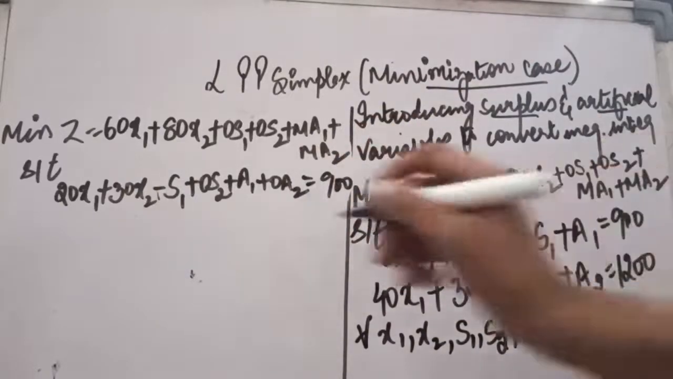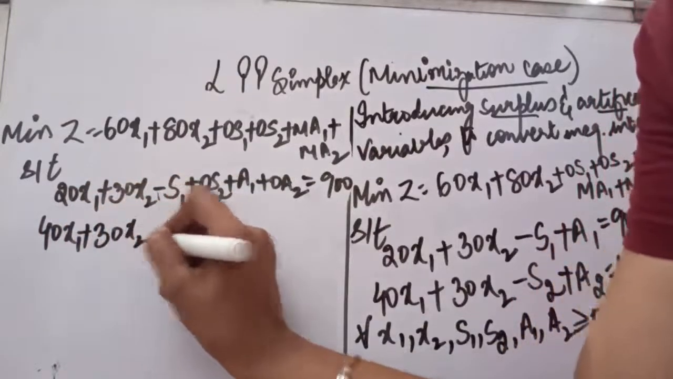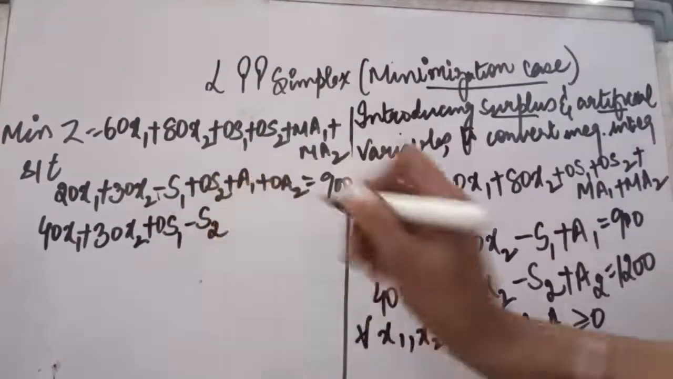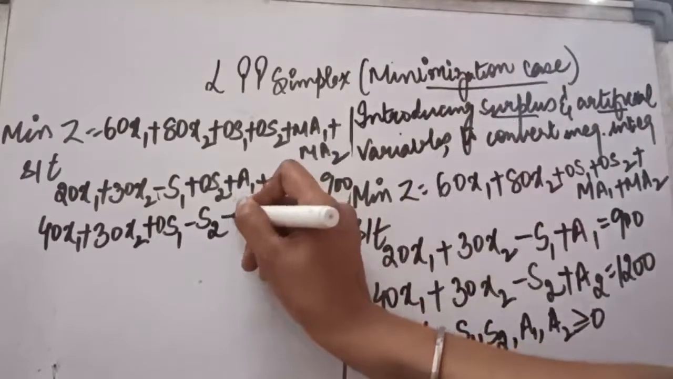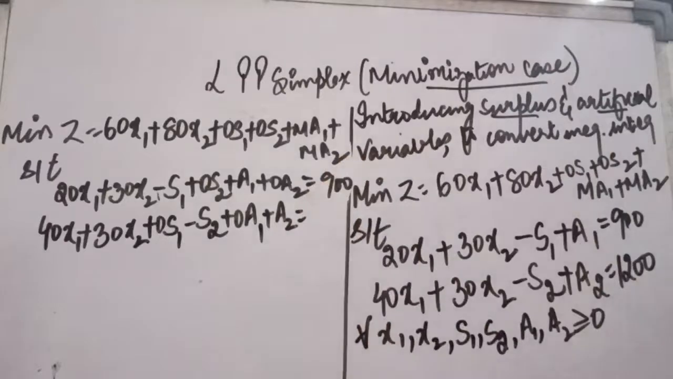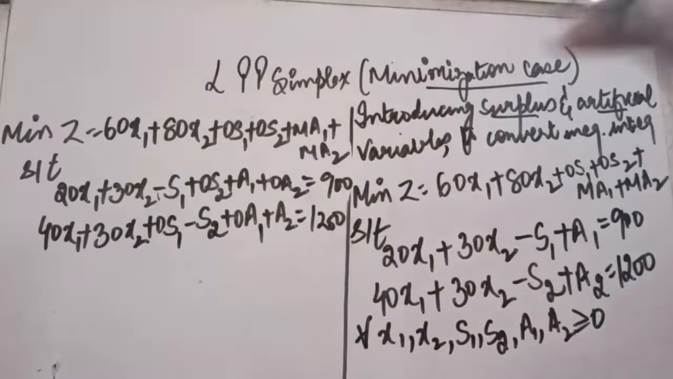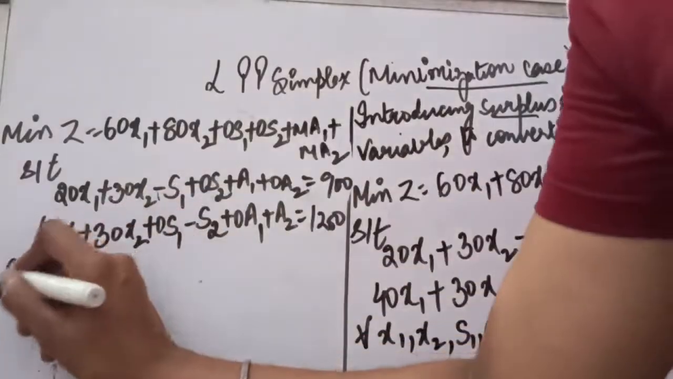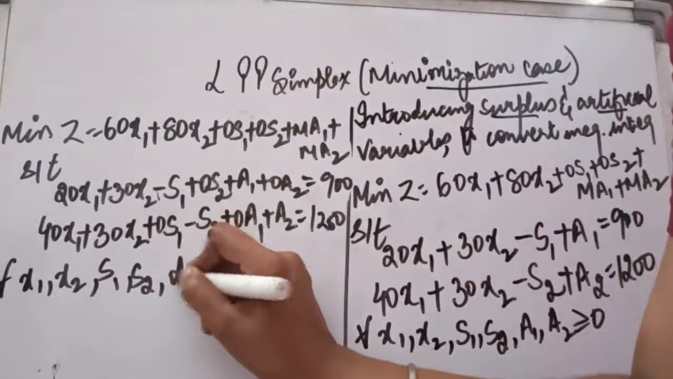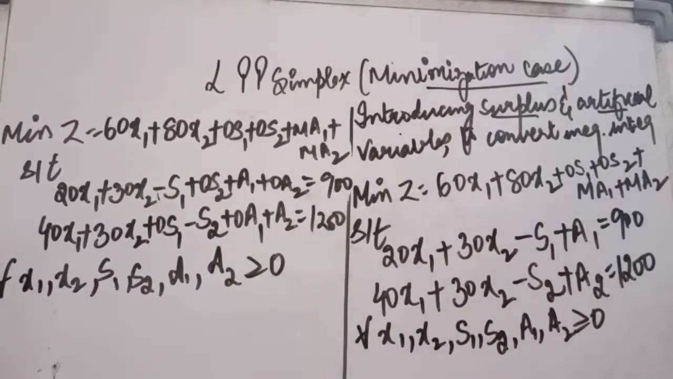Same we will do with the second constraint: 40x1 plus 30x2. Here s1 is not there, so it comes with 0 coefficient, but s2 was there with minus s2, we have copied the same. a1 was not there, so 0a1, and a2 comes as a2, equal to 1200. So all the coefficients have come in all the lines and all the variables have come. In the last, we write x1, x2, s1, s2, a1, a2 greater than or equal to 0. This is the non-negativity constraint.